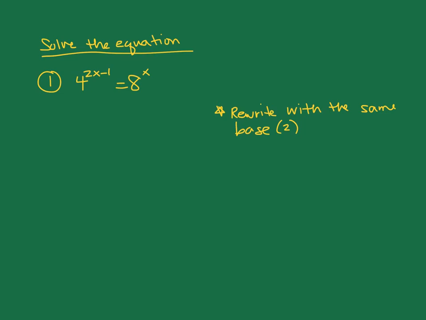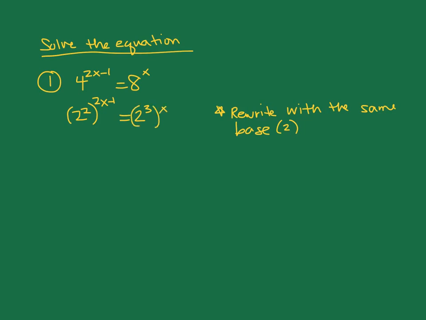this case we can. So we know that 4 is the same as 2 to the second power. So I'm going to rewrite 4 as 2 to the second. I keep my outside exponent the same for now. 8 is the same as 2 to the third. So again, I'm going to rewrite my 8 as 2 to the third. I keep the x on this outside the same for now.